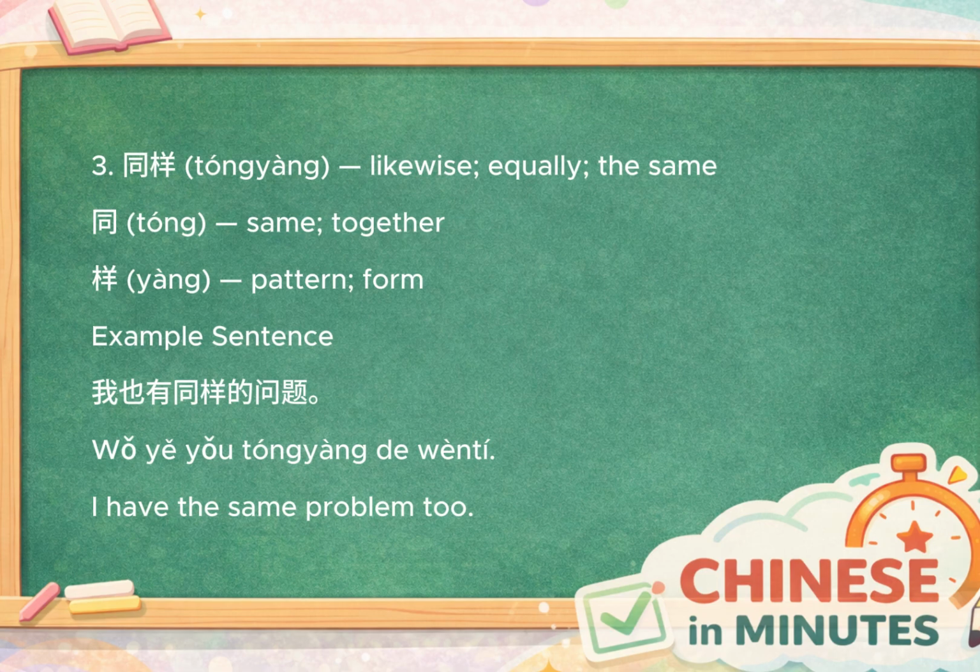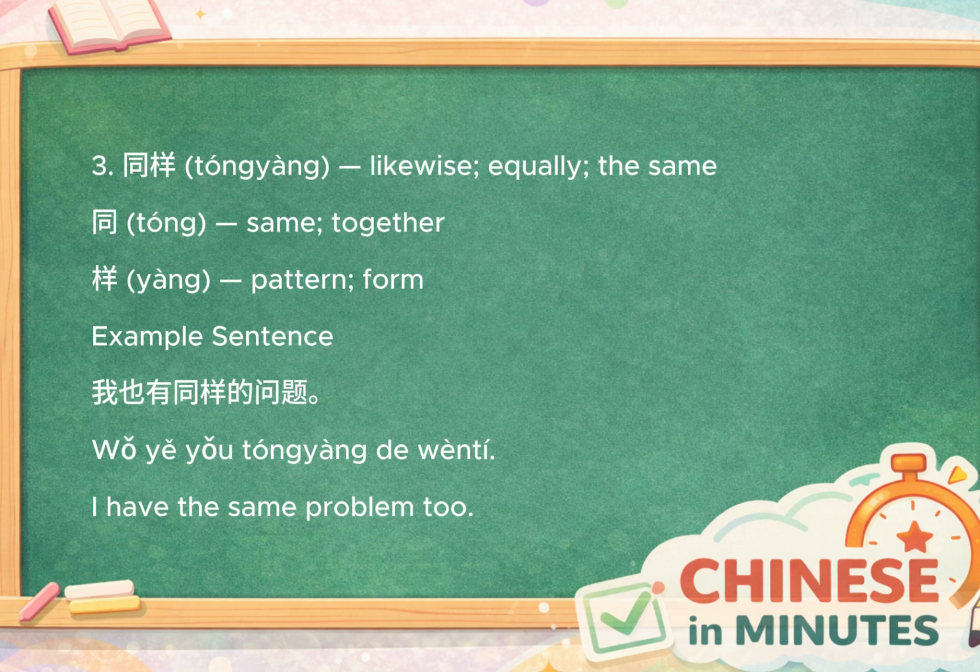Our third word is 同样, which means likewise, equally, or the same. 同 means same or together, and 样 means pattern. Literally, it's the same pattern. Unlike 一样, which directly compares two things, 同样 often means that the same situation or result also applies somewhere else.